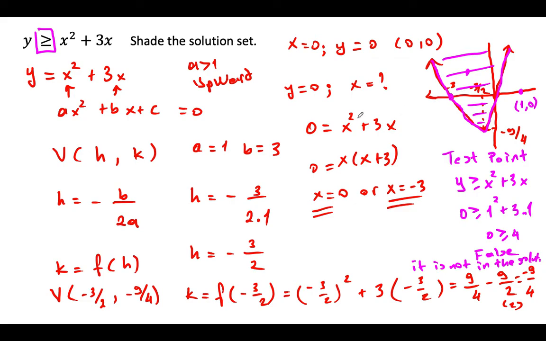So let me take negative 3, 0 since it is easy. Negative 3, 0 means y is 0 and x is negative 3. So negative 3 squared is 9, and 3 times negative 3 is negative 9. 0 is greater than or equal to 0? Yes, 0 is equal to 0. So there is no problem.